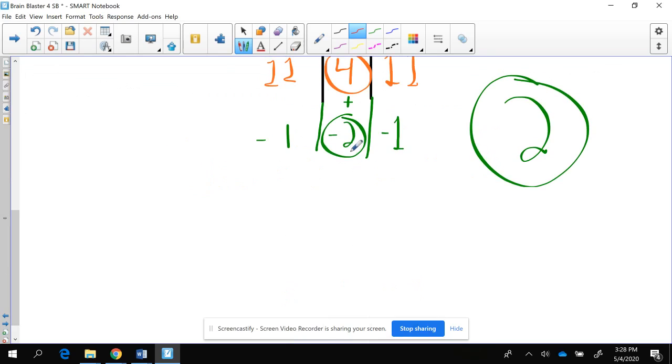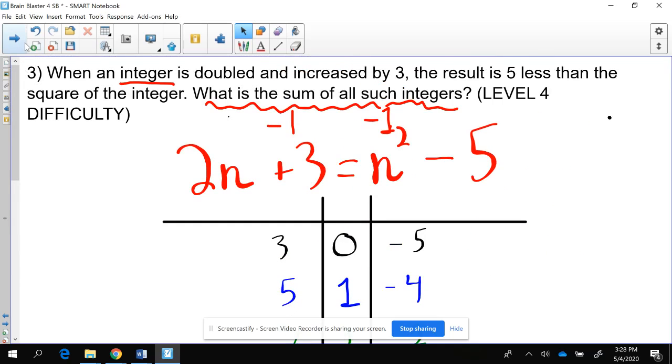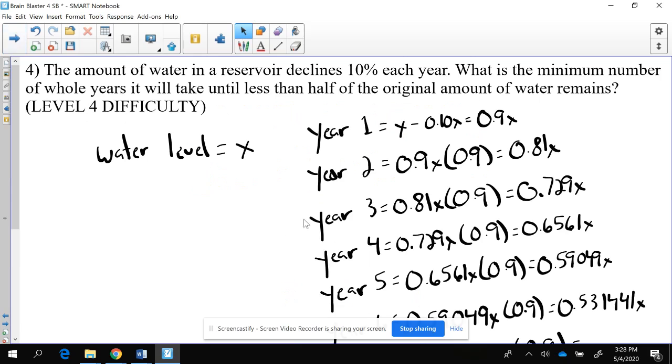So the sum of the two numbers that do work is 4 and negative 2. And so your answer is 2. 4 plus a negative 2 is 2. Very difficult problem. That should be a level like 6 in my opinion. All right, we have one more.